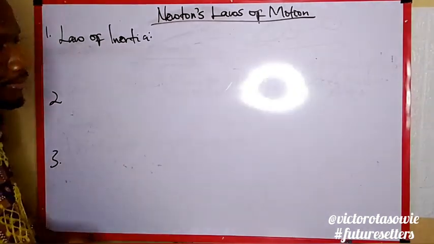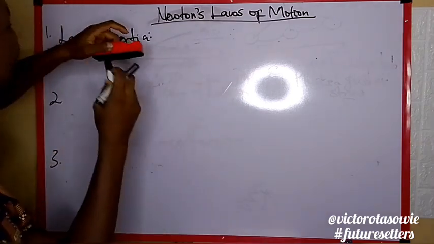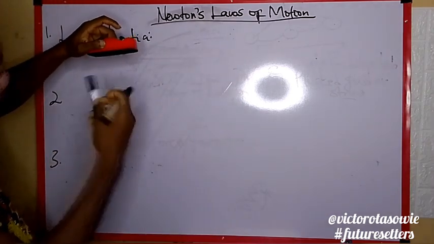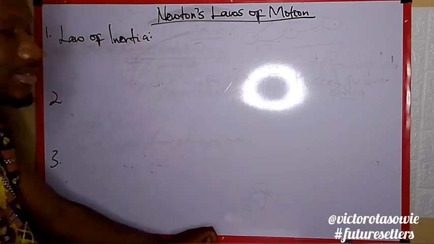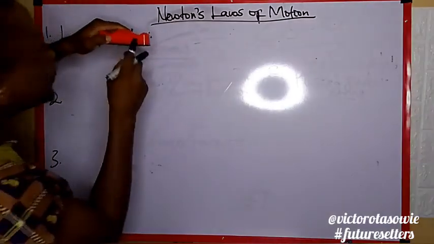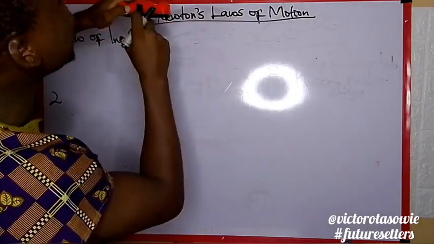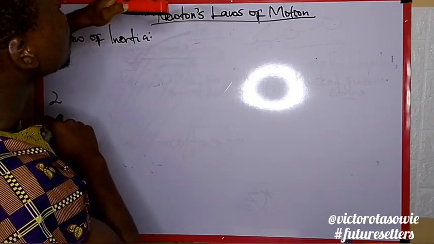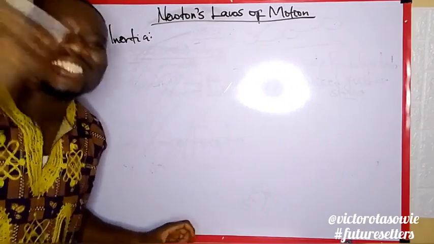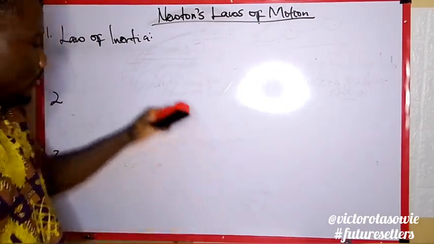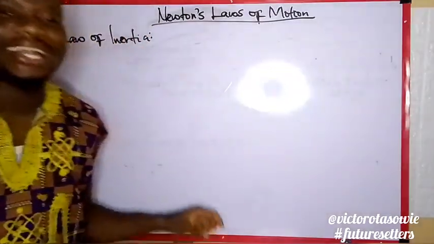Now in this law, it is normal to take note of a body that is at rest. Is this body moving? No, it's not moving. So as far as this body is at rest, it will remain at rest. A body at rest will remain at rest, while a body in motion will remain in motion unless it is affected by an external force.